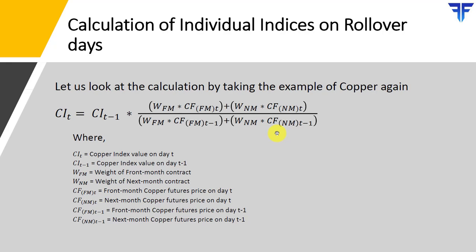So, focusing on the numerator, the expression on the left is the weight of the front month contract multiplied by current session front month copper futures price. Meanwhile, the expression on the right is the weight of the next month contract multiplied by current session next month copper futures price. Now, focusing on the denominator, the expression on the left is the weight of the front month contract multiplied by previous session front month copper futures price. Meanwhile, the expression on the right is the weight of the next month contract multiplied by previous session next month copper futures price.